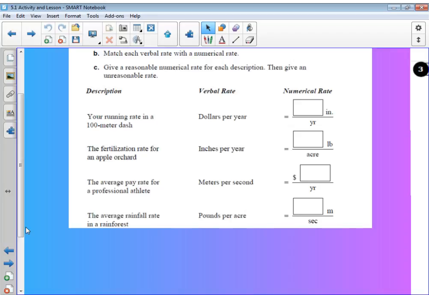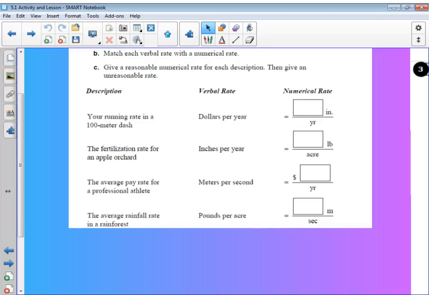Okay, so the scenarios we have, we'll do a couple of them together, and then you'll go through and finish out the rest. The scenarios we have: your running rate in a 100-meter dash, the fertilization rate for an apple orchard, the average pay rate for a professional athlete, and the average rainfall rate in a rainforest. So those are our descriptions. We have verbal rates and then our numerical rates.